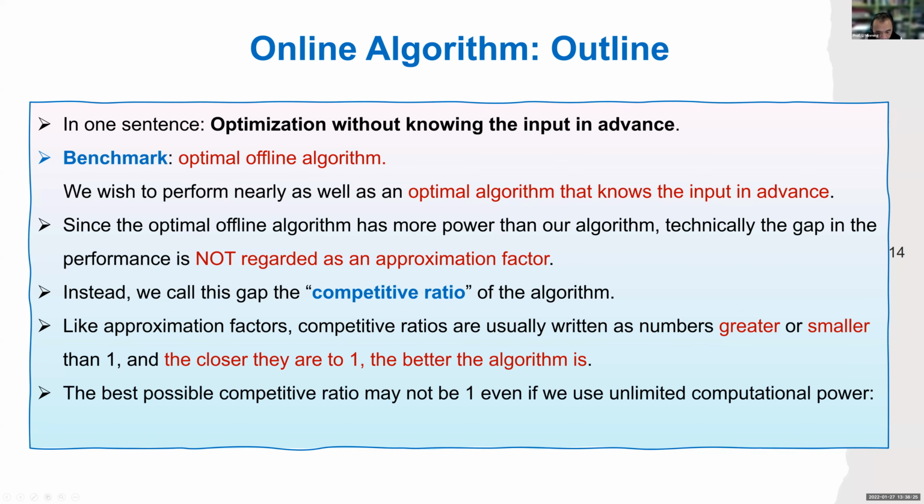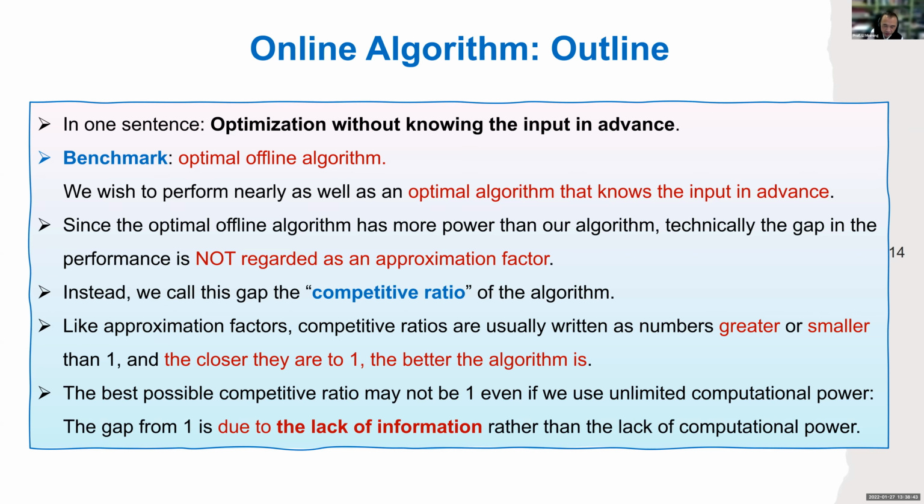So now the last one is just a comment, right? Even if you have unlimited computation power, you still cannot achieve a competitive ratio of 1, simply because you don't know the full information. So that's the final remark on this page. Because of the lack of information, you have a gap. It's not because you have limited computational power.